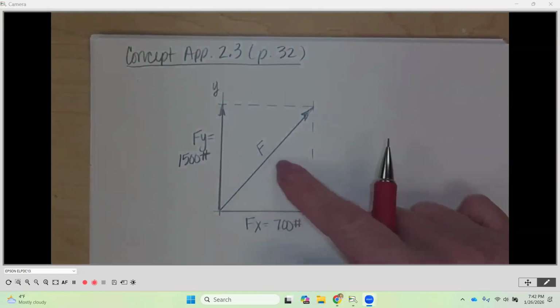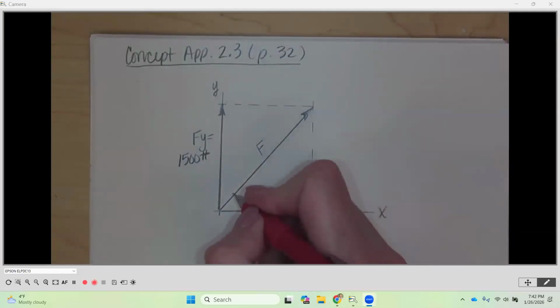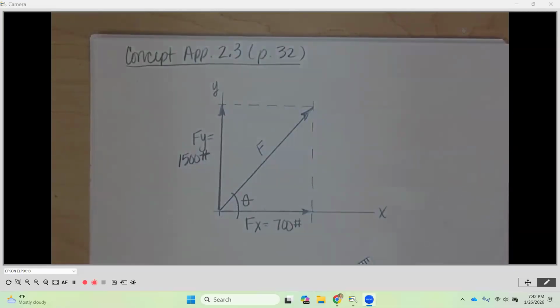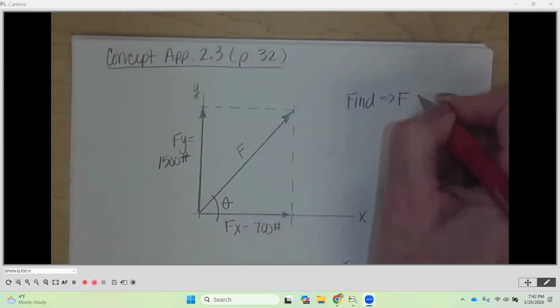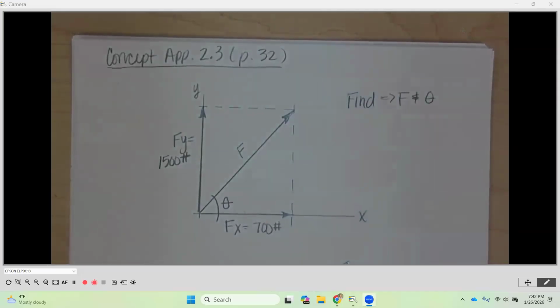Now, F is going to represent the magnitude of that force, and then we're going to use the angle theta to represent the angle that it's going to be at to the horizontal. So we want to find F and theta.